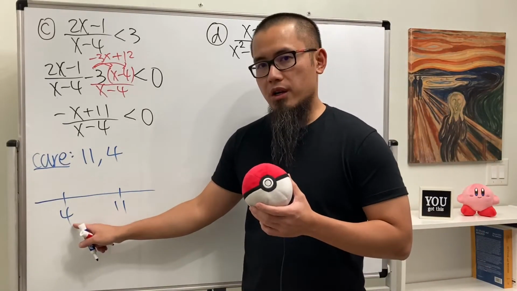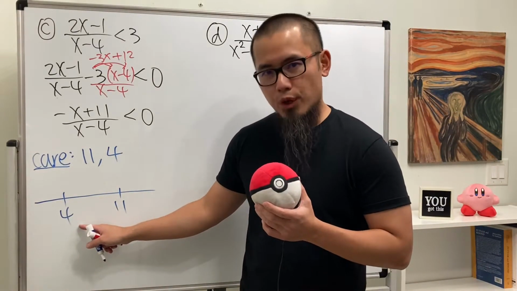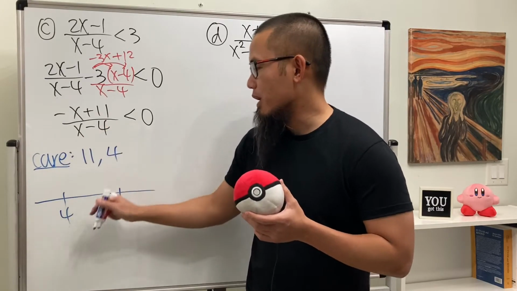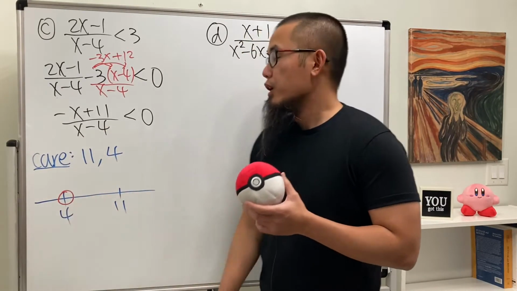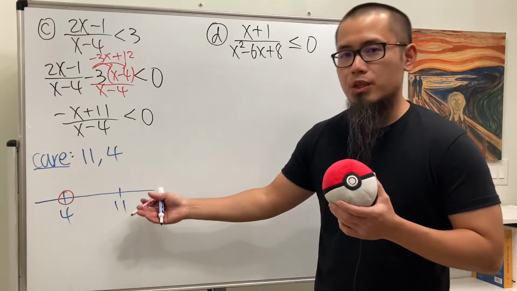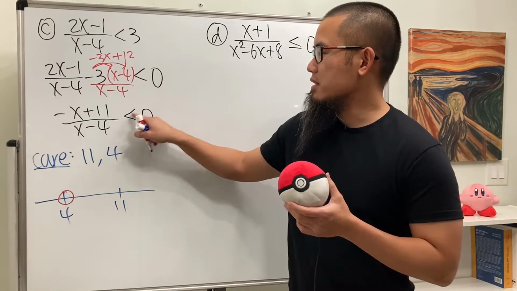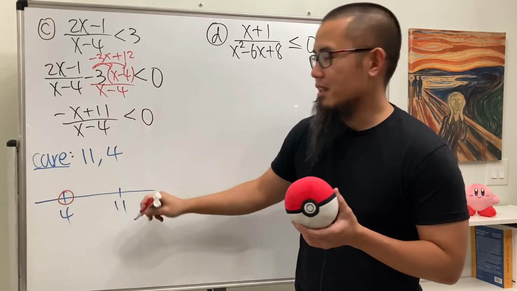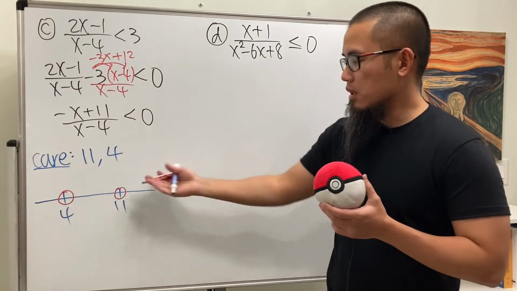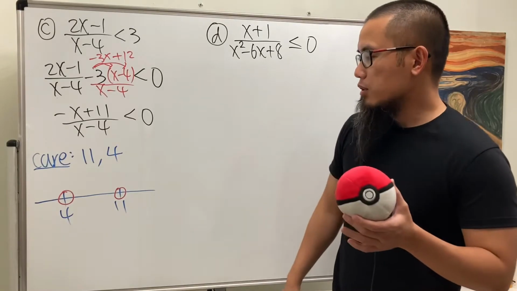Do we care about 4? Yes, we do. Do we want to have 4? No, we don't, because otherwise we get 0 on the bottom, right? So open circle here. Do we care about 11? Yes, we do. But do we want to have it? No, we don't, because the inequality here is just a less than. There's no equal sign. So here, we also have to use an open circle. And now let's just proceed.